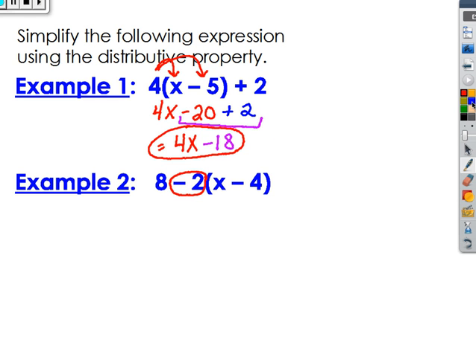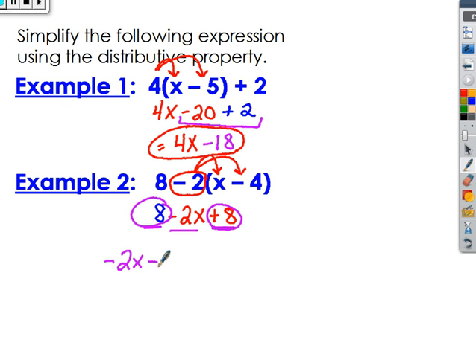So, nothing's going to happen to this 8. I'm going to go ahead and bring it down so I don't lose it. And I'm going to distribute negative 2 times x is a negative 2x. Negative 2 times negative 4 is a positive 8. Next step is to combine like terms, or add and subtract. So now I'm going to look at that, and negative 2x doesn't have a like term, so I'm just going to stick it out front. But 8 and positive 8 are like terms, so I'm going to add them together and get 16.